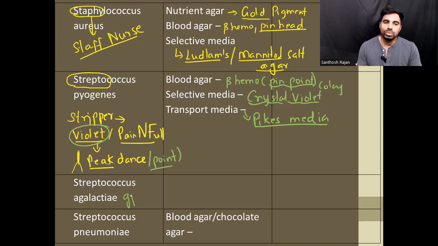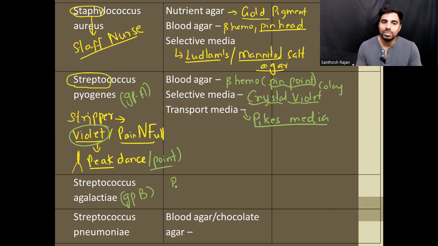Okay. Well, what about agalactiae, otherwise called what? Group B. Streptococcus pyogenes is otherwise called what? Group A. This is group A. And for agalactiae, the most important thing is the media: Islam's media.